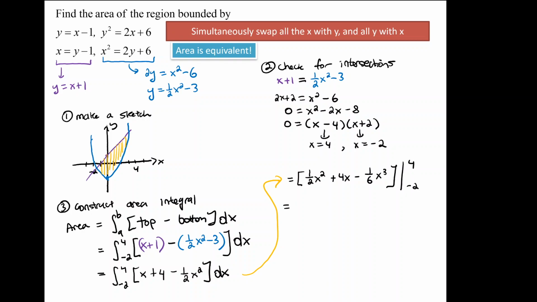Alright, so let's see what happens when we plug 4 in. 1/2 of 16, so 8, plus 4 times 4 is 16, minus that's 64 divided by 6. Okay, and then minus the evaluation at the bottom bound. So we have 1/2 times negative 2 squared, so 2. And then minus 8, and then minus, so plus 8/6.